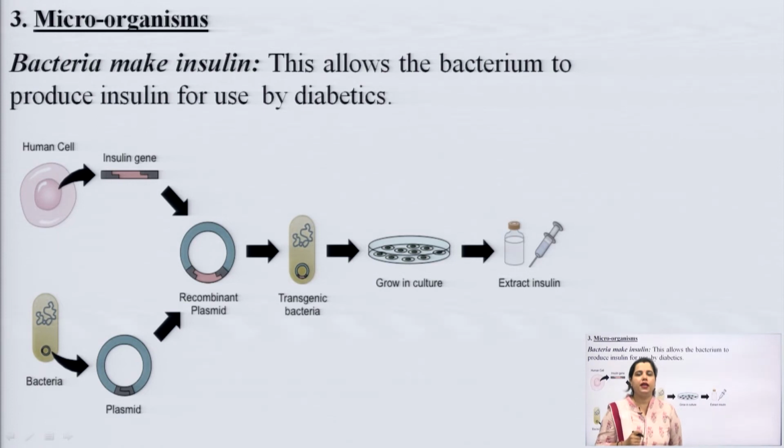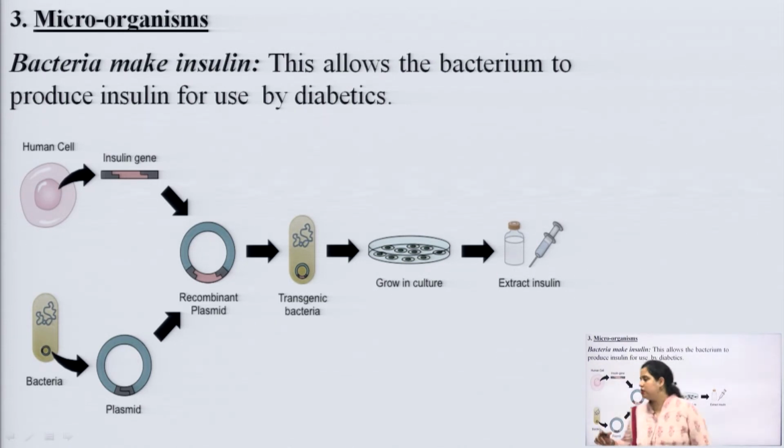Microorganisms: bacteria make insulin. This allows the bacterium to produce insulin for use by diabetics. So, we have discussed plants, we have discussed animals, now we are talking about microorganisms, and how this genetic engineering process is useful in microbes. So, bacteria make insulin. This allows the bacterium to produce insulin for the treatment of diabetes.